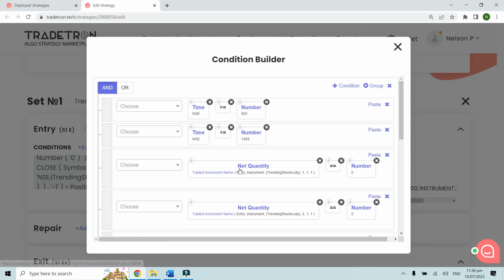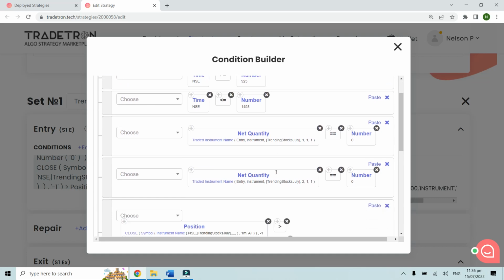At the same time, we are checking the net quantity of any of the positions. So there should not be any open position from set number 111 and set number 211. Only when the quantity is already not traded will it take the trade.